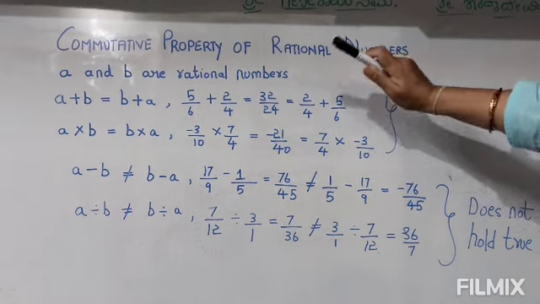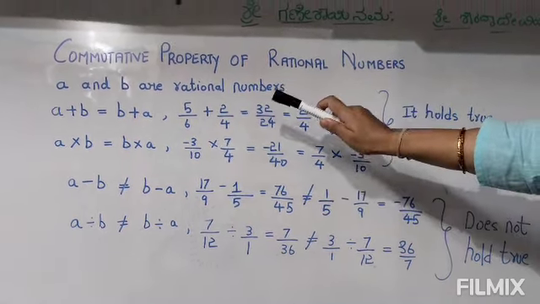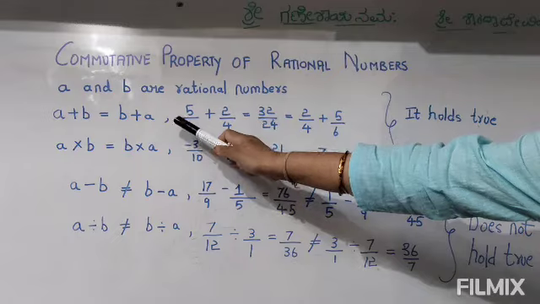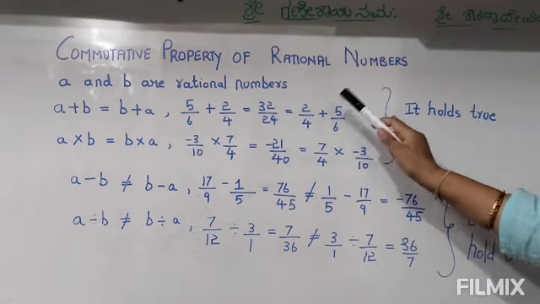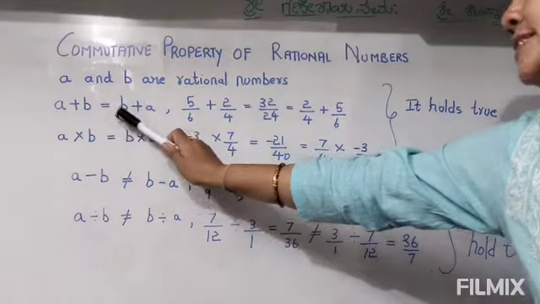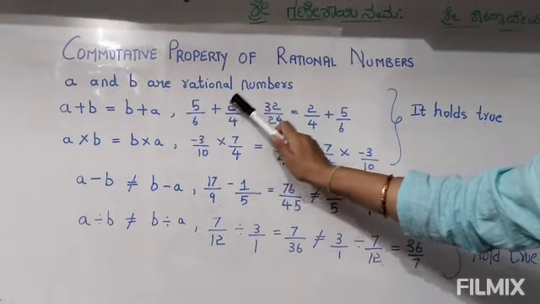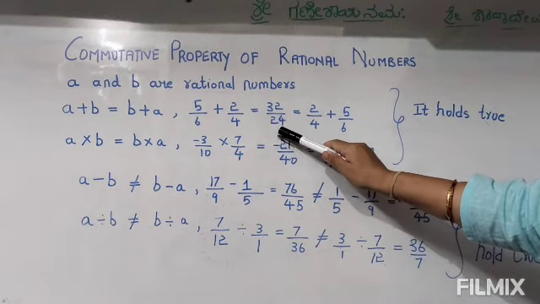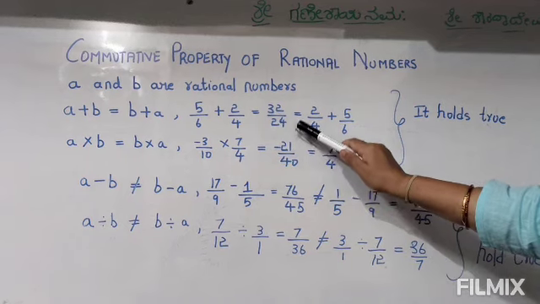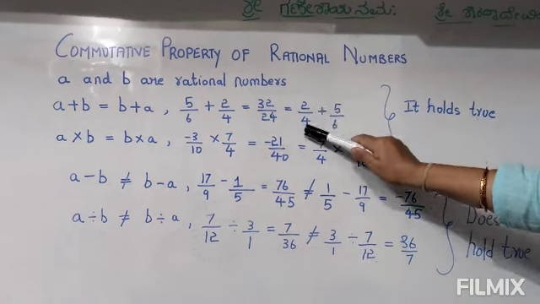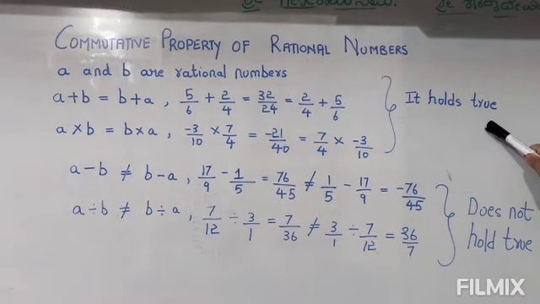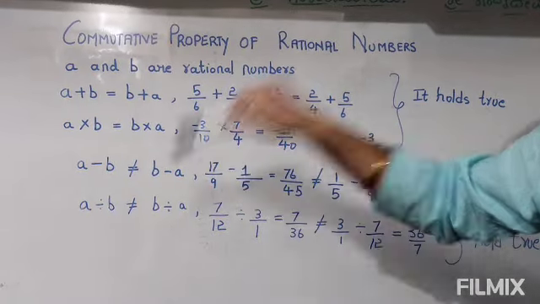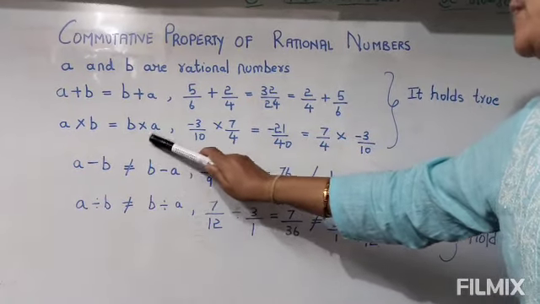Commutative property of rational numbers. Let A and B be rational numbers. Okay, let us go for addition. Let us check whether it holds true or not. A plus B is equal to B plus A. 5 by 6 plus 2 by 4, if you take the LCM and do the work, you will get 32 by 24, which is equal to B plus A, 2 by 4 plus 5 by 6. Yes, it holds true for the commutative property of addition. Similarly, for multiplication also it holds true. A into B is equal to B into A.